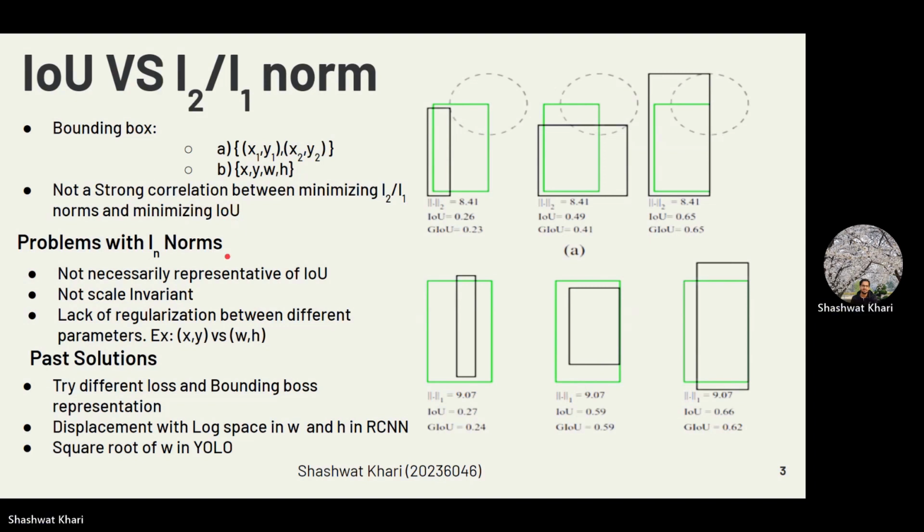There are some problems with these norms, right? They are not necessarily representative of IOU, they're not scale invariant, and there's a lack of correlation between different parameters, right? To deal with this in the past, people have tried different bounding box representations, such as modeling it as a displacement in RCNN and just using log in W and H to capture scale properties, right? But in general, it's not that efficient, right?